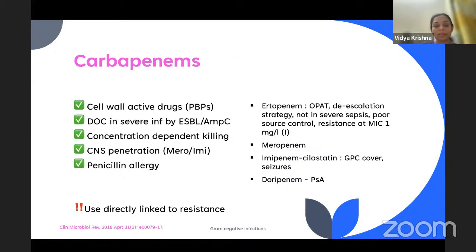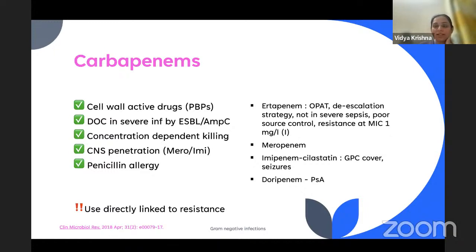So carbapenems, we'll summarize. These are cell wall active drugs. Again, I said they are the drug of choice in severe infections caused by ESBL or AmpC. And they are again concentration dependent. They are time dependent, I'm sorry for this mistake. So you will have to give frequent doses and you will have to give prolonged infusion. And CNS penetration is good with both meropenem and imipenem.